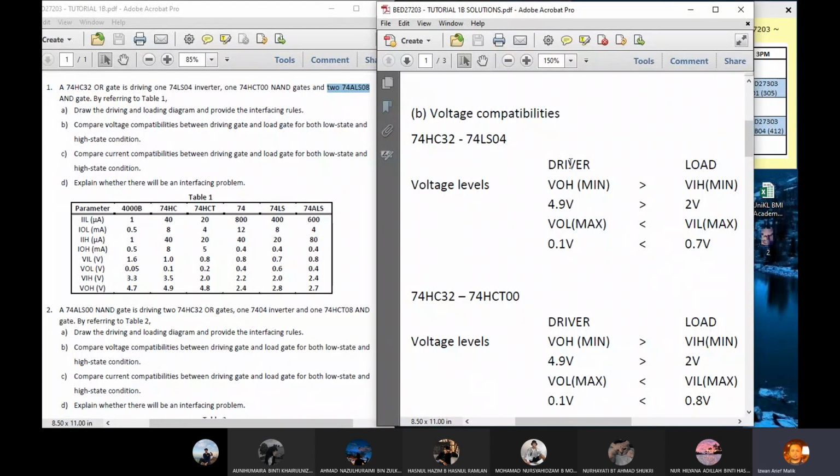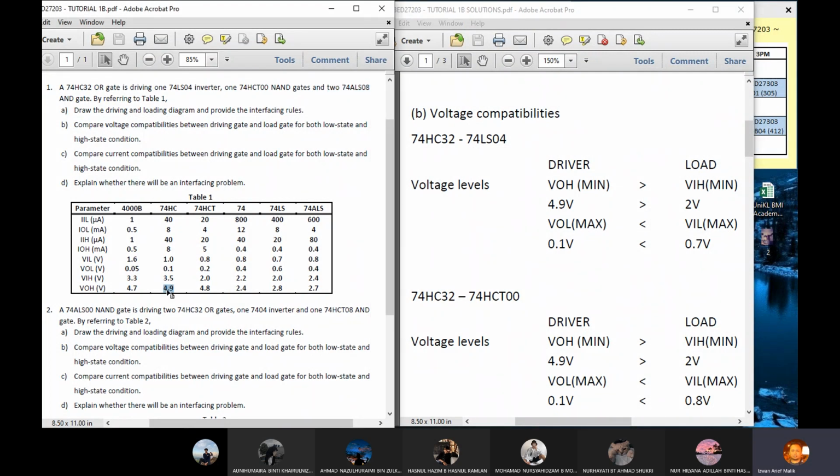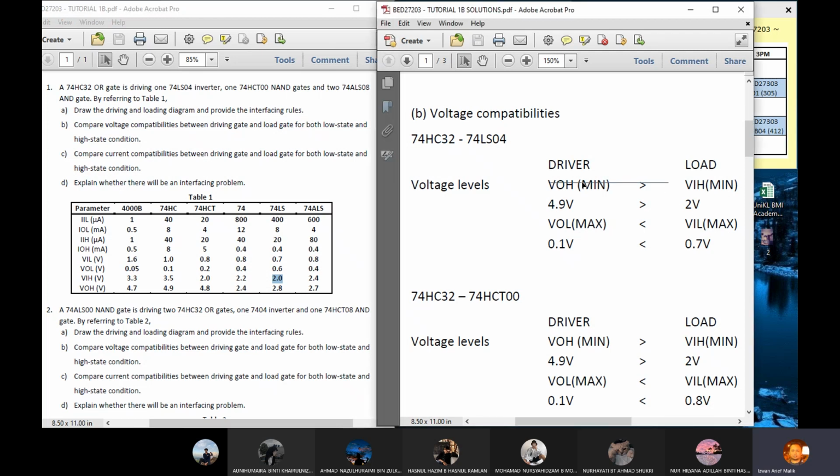We need to get the driver gate's VOH. VOH for HC is 4.9, so I put 4.9 here. The load gate's VIH, for the 74LS, is 2.0. Then you compare: 4.9 is greater than 2.0, right? Yes, it is correct, because VOH should be greater than VIH. So 4.9 is greater than 2, so it is correct.